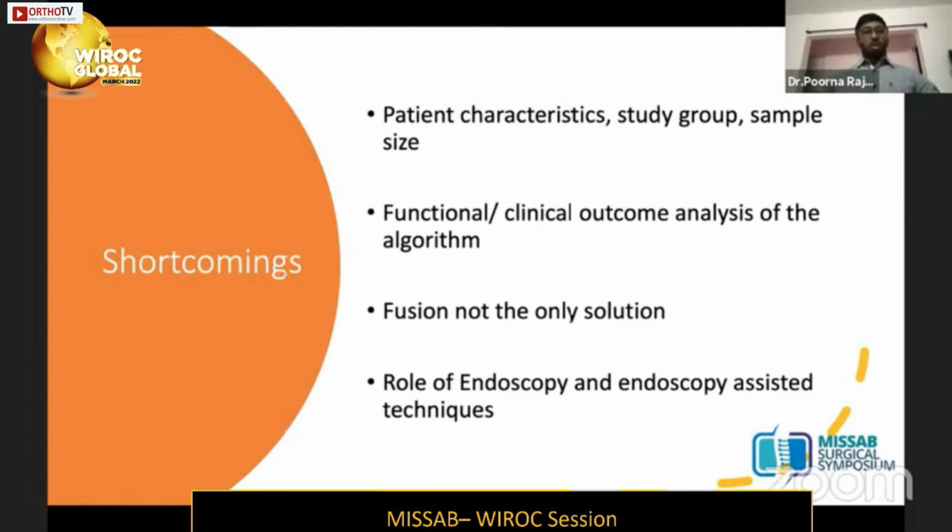And we all know, and sorry to say this sentence, and I hope all the panelists will agree, fusion is not the only solution, because for the first representative case which I have shown, I hope we can get away with an endoscopic discectomy or a microdiscectomy. And the role of endoscopy and endoscopy-assisted techniques, which are gaining importance these days, has not been mentioned in this paper.